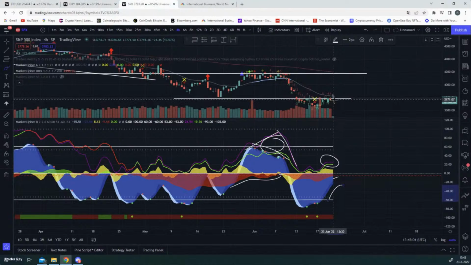If we start breaking this, then of course the next level is 4160, let's say 4170 ish. Then of course the money flow needs to follow. If that money flow does not get into the green, or again like a tiny bit, then I think eventually we are going to roll over again, and we're going to make new lows for the S&P.